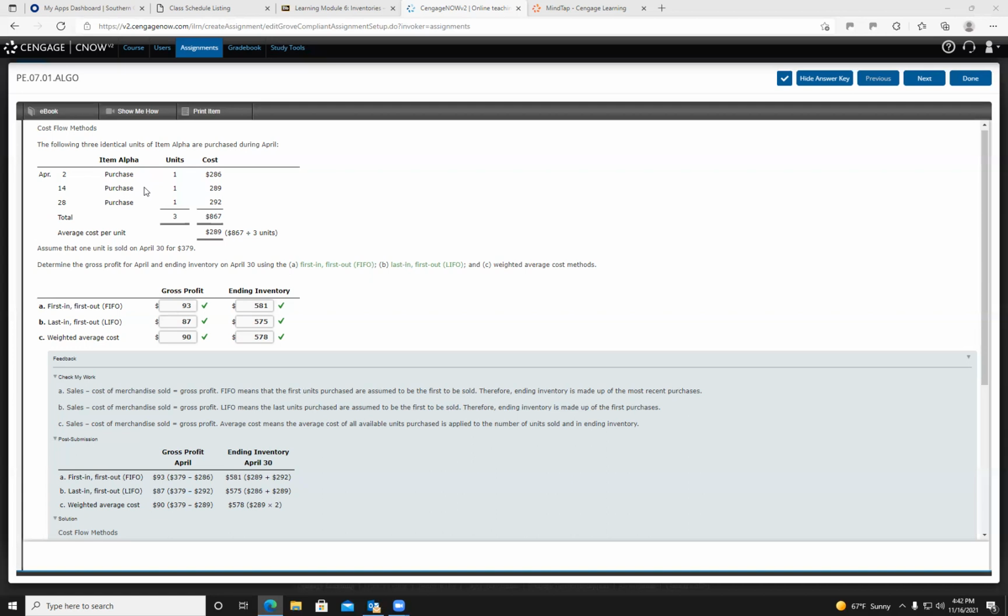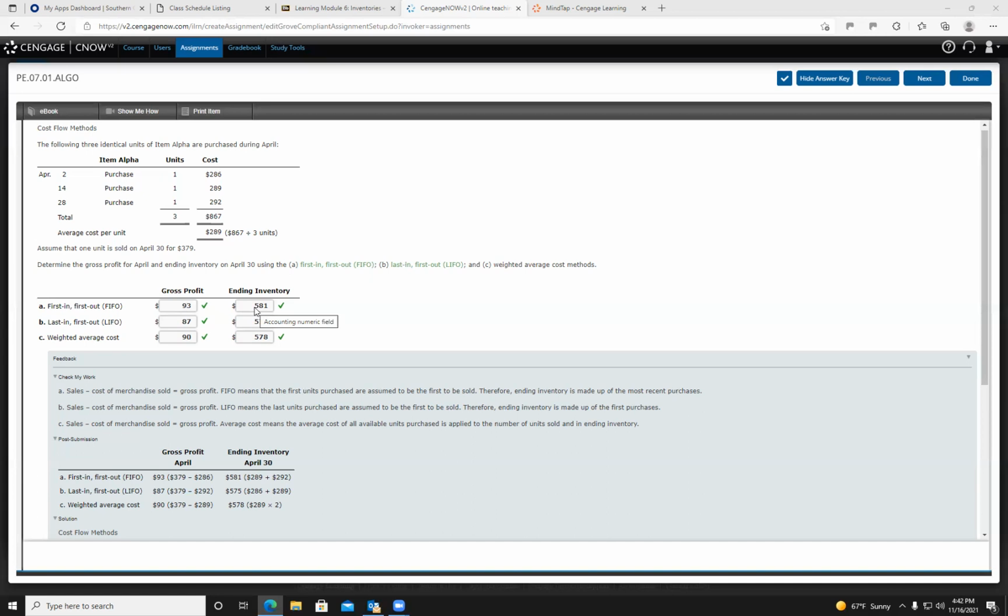So with that said, if we only sold 1 unit, then the 1 unit we sold in April, we're going to assume was the April 2nd purchase that cost $286. If we come down here, we can see the equation for first in, first out. The total gross profit is $93. You take the sale price of $379 and subtract out the cost price of $286, giving you a gross profit of $93. Now, the next question it asks for FIFO is, what is the ending inventory?